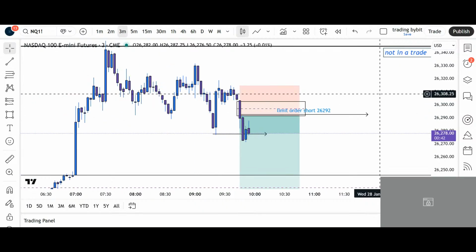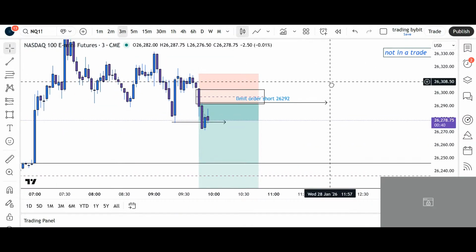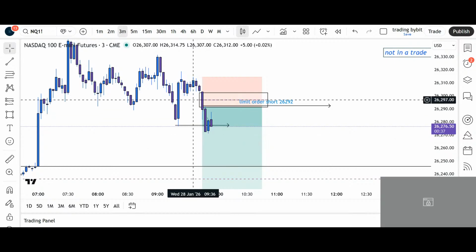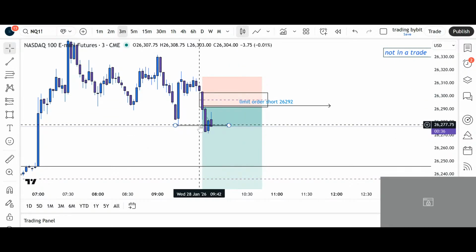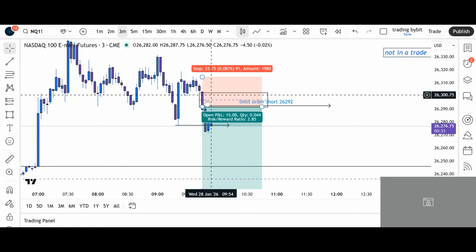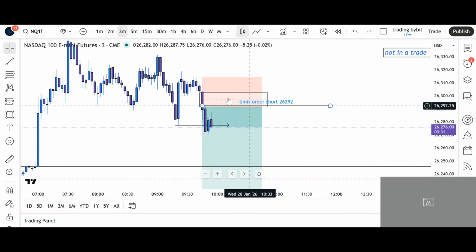Again, half our risk. The reason why: against the major trend, the market swept liquidity twice, and we did have a small break of structure on a lower time frame to the low side. So this would be a retracement off of it going back down. So what do we have?